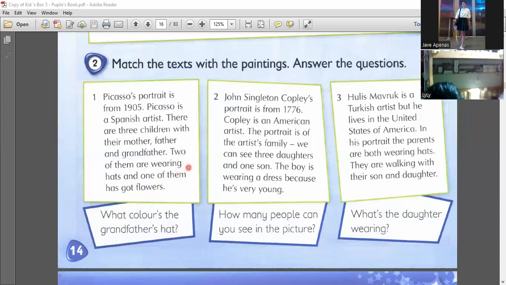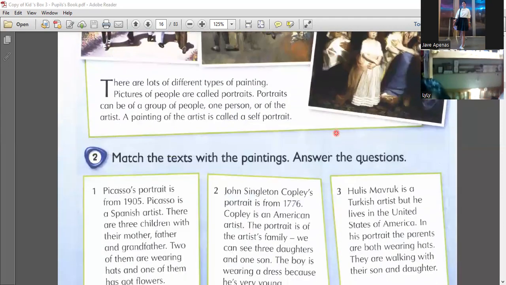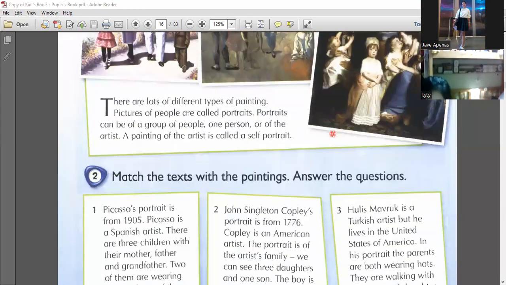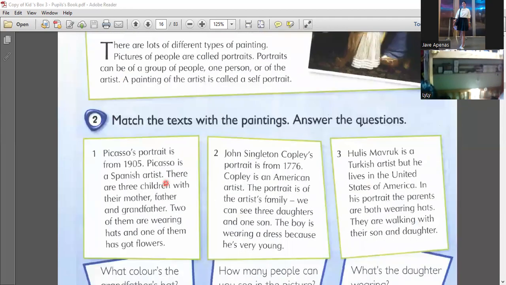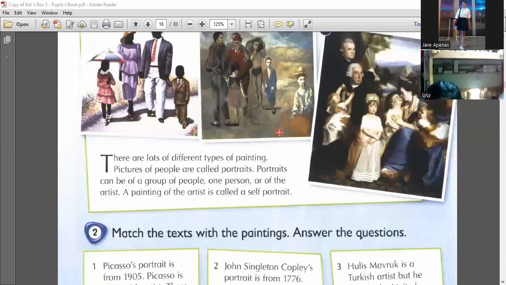Okay. Again, these are the things that you can see in the picture. What picture is it? Is it A, B, or C? It says that there are three children with the mother and father and the grandfather. Two of them are wearing hats and one of them has got flowers. Which one is it?